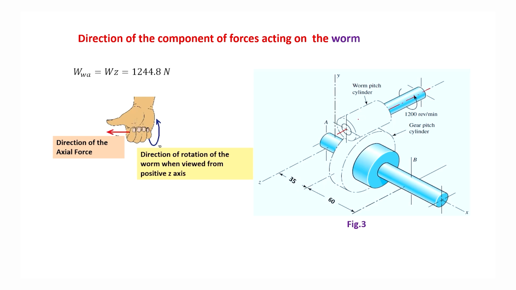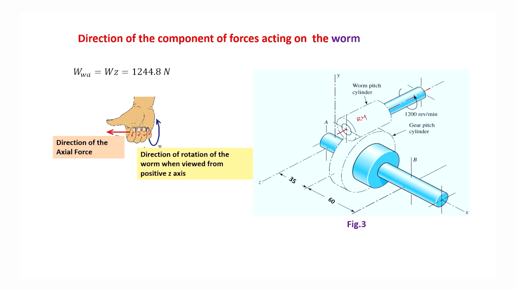it is given in our problem that the thread on the worm is right hand. And so, we will apply the right hand rule. We will take our right hand and these fingers except the thumb will be folded in the direction of rotation of the worm. And when we are viewing it from the positive z axis, then the direction of rotation of the worm is in the anti-clockwise direction, the direction shown here.